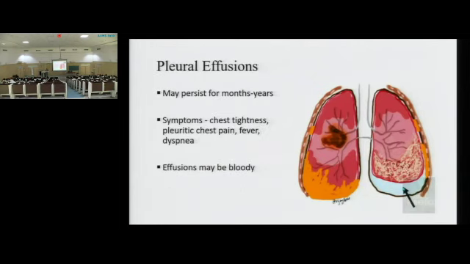These patients may also develop pleural effusion, and that may persist for months or years. Due to damage to the pleural surface, there will be an inflammatory reaction that leads to the formation of pleural effusion. They will be symptomatic, with chest tightness, pleuritic chest pain, fever, and dyspnea, and the effusion may be bloody due to areas of hemorrhage at the site of reaction.